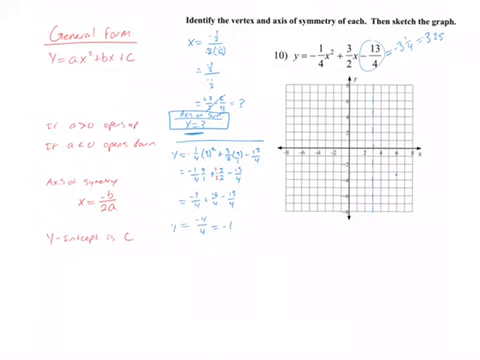So that's my y coordinate. So this is going to be my vertex. My x is 3. My y is -1. So 3, -1. Here's my vertex.